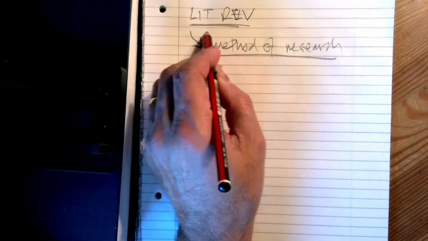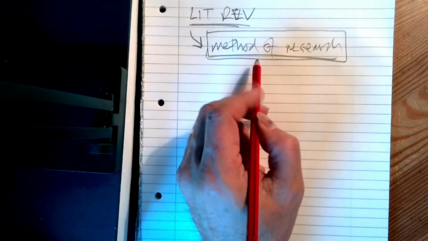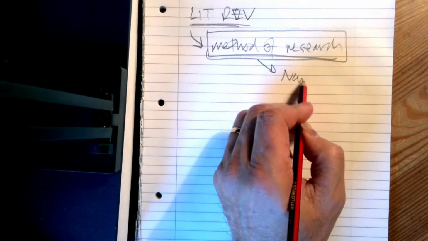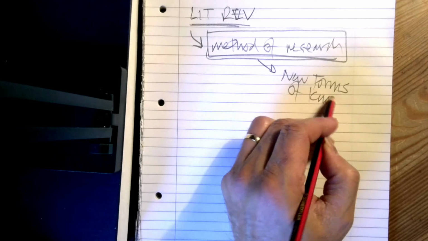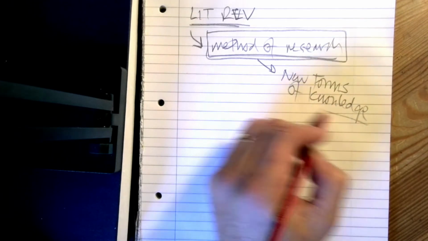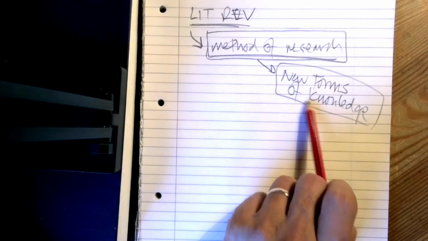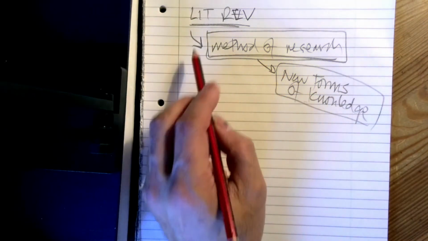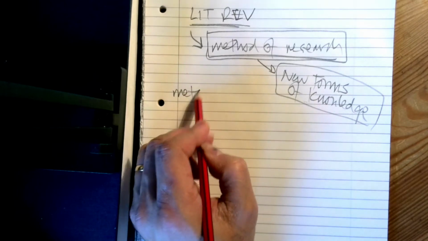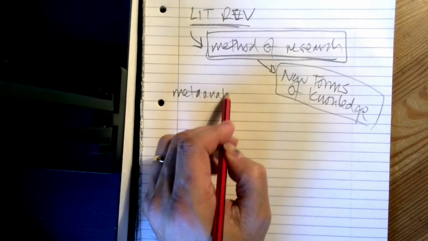Okay, you can get new forms of knowledge. Now you might say to yourself, that's ridiculous. How can reading a bunch of articles actually give me anything new? Well, a very good example is the type of literature review which is called a meta-analysis.